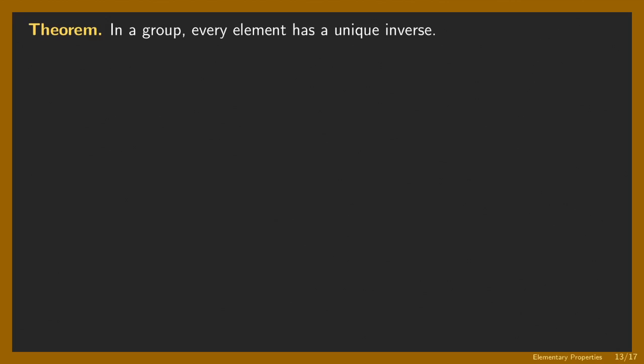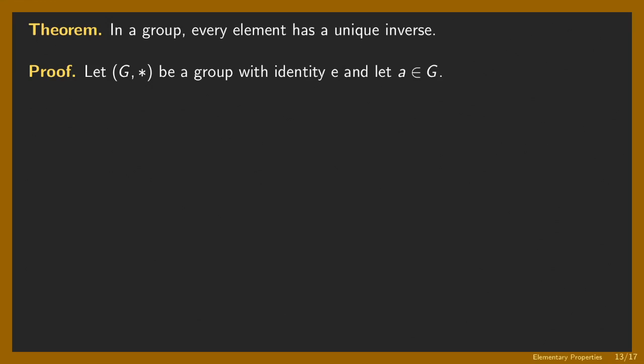Another property is the fact that every element in a group has an inverse. But the axiom G3 did not tell us how many inverses there can be for an element of a group. In fact, the next result tells us that an element in a group cannot have more than one inverse. Why? Let's prove. So, suppose A is an element of a group G with identity E. And again, to prove the uniqueness, we suppose that there are two inverses for A. So suppose that A prime and A double prime are inverses of A.